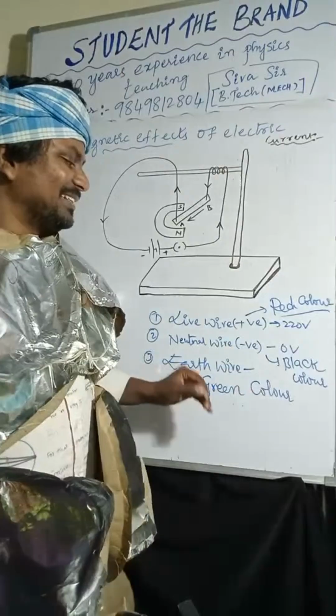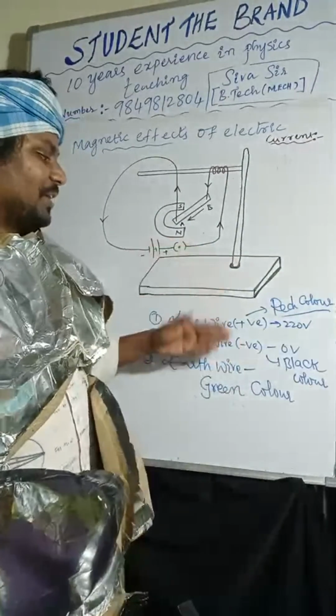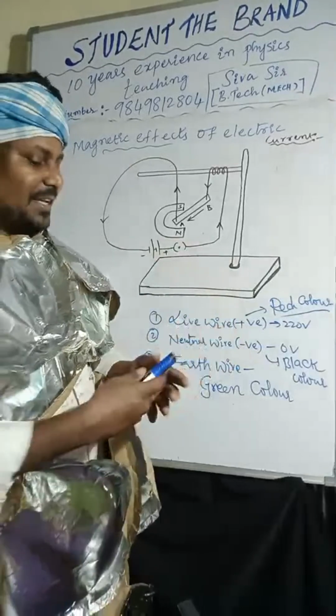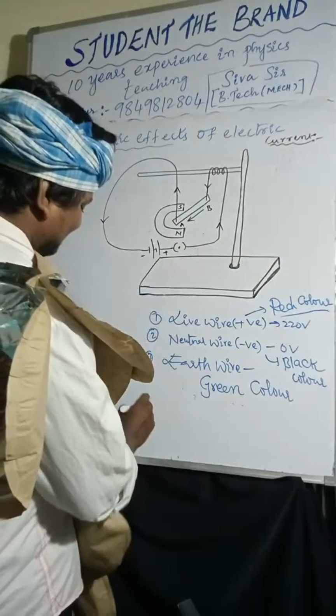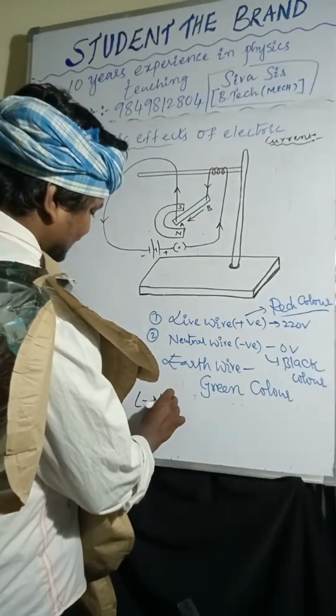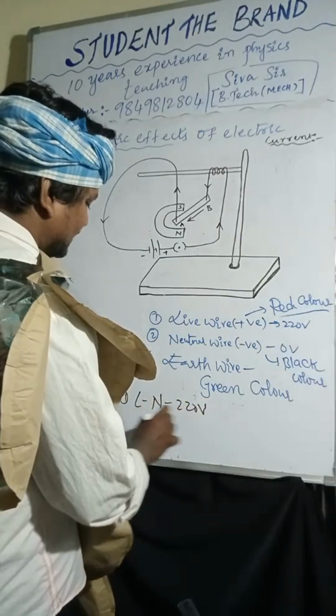And earth wire is green color. The potential difference between live wire and neutral wire is 220 volts.